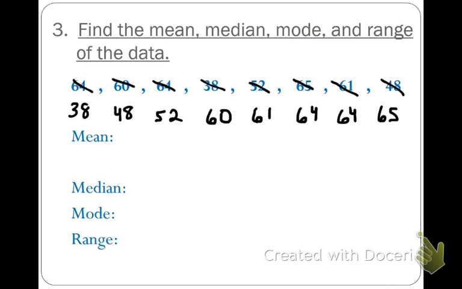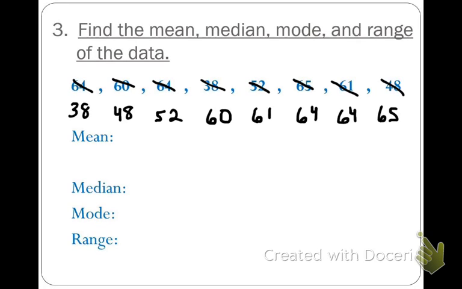All right, so we have spent a lot of time in our class talking about the mean, median, mode, and range. What does the mean mean? Average. The average of all the numbers together. I want you guys to try to find that on your own, and then go ahead and move on to the median, the mode, and the range.